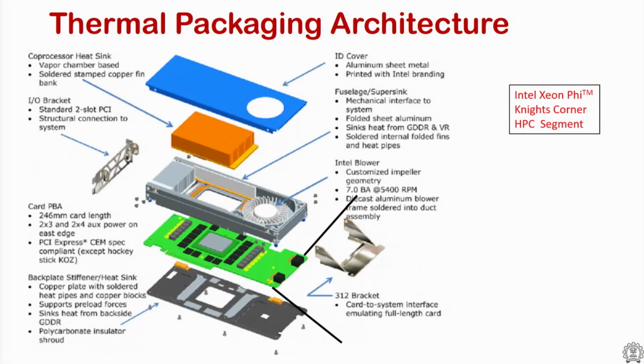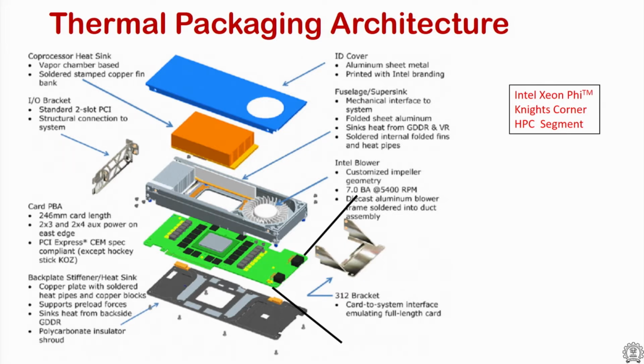So moving on, to give you a perspective, there is a card that is shown here, which is called Intel Xeon Phi or Knight's Corner. This is one of the add-in cards that Intel pushed to market. And if you look at the thermal packaging architecture, there are so many different types of elements involved here. So there is a heat sink. The overall system design becomes an extremely challenging affair.